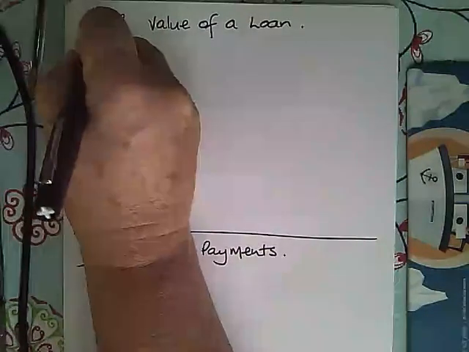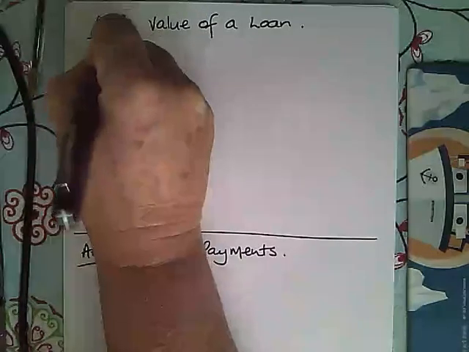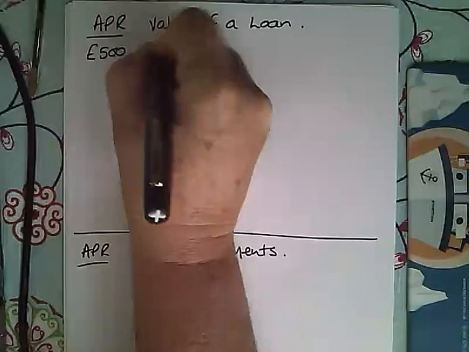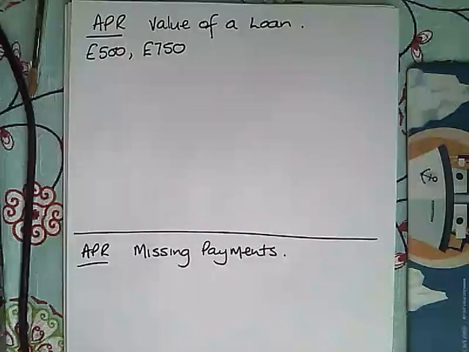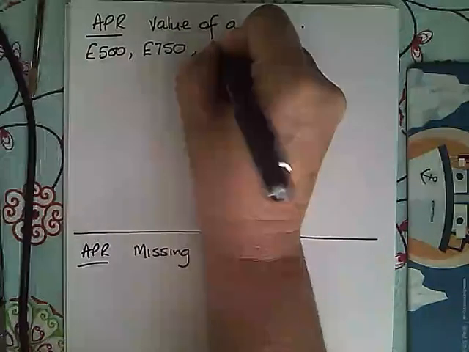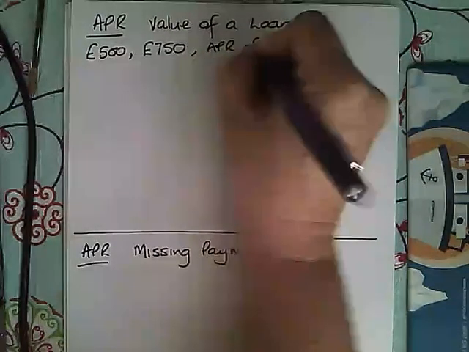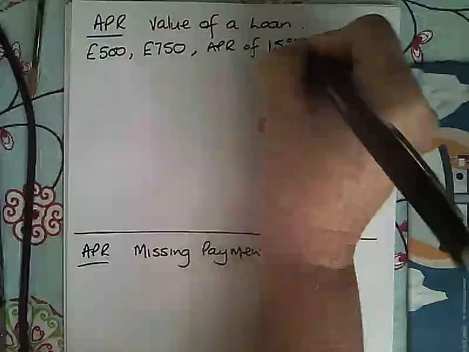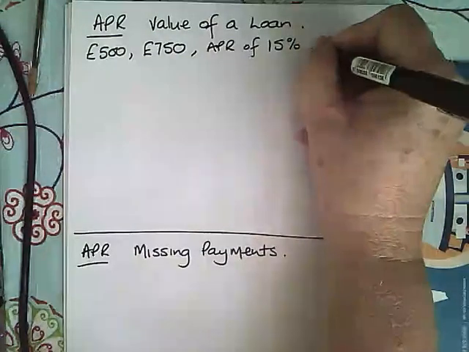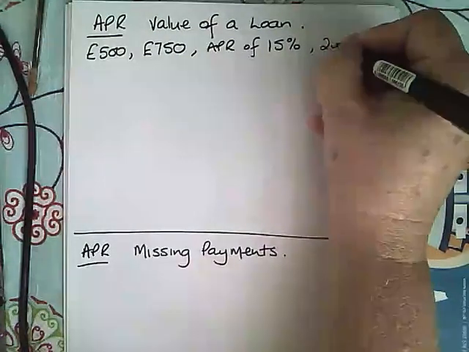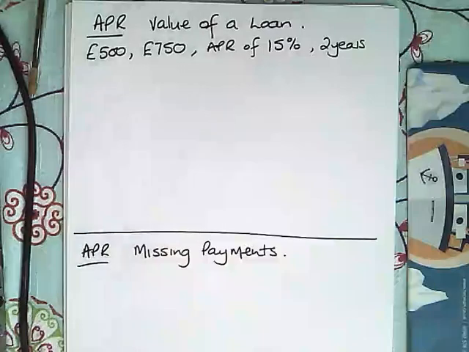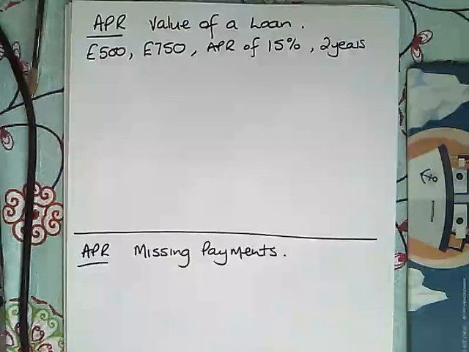So if we have two payments on a loan of £500 and £750, and the loan has an APR of 15% and it's paid back in two annual instalments, so that means it's over 2 years. We're trying to work out what the value of the initial loan was.